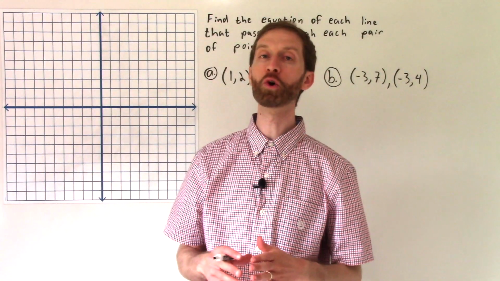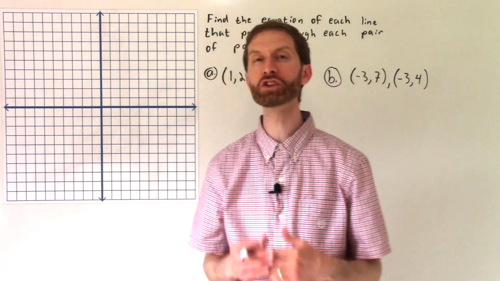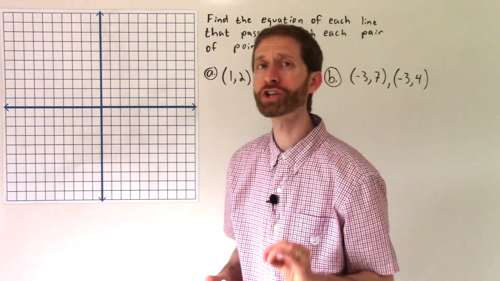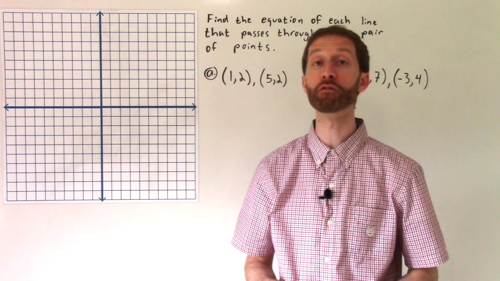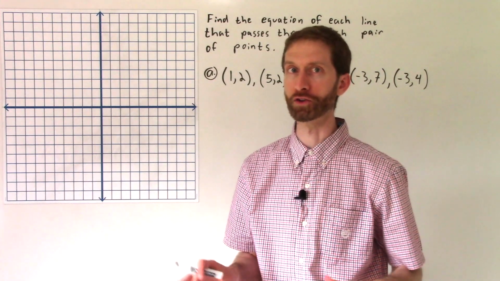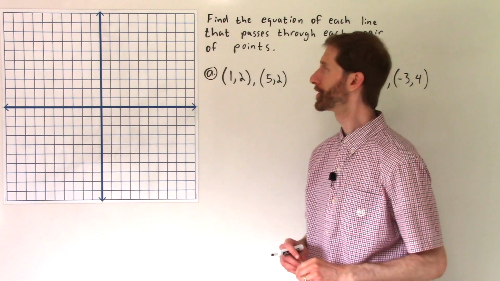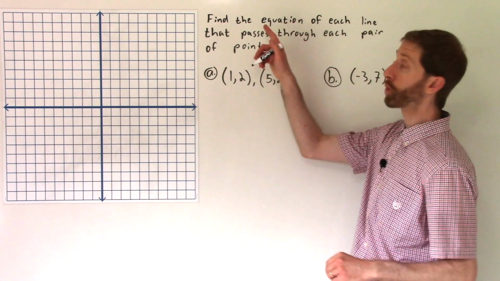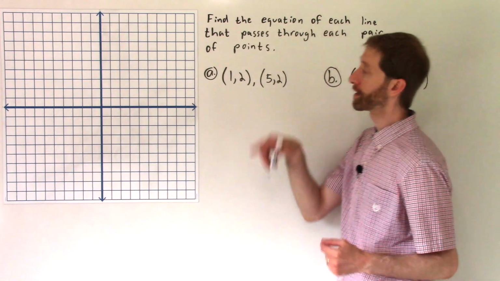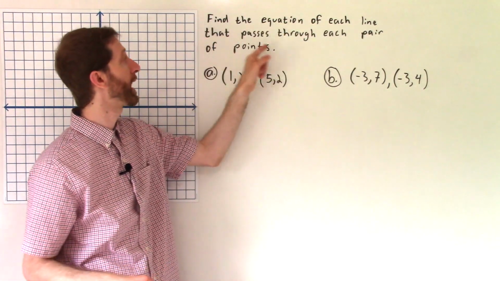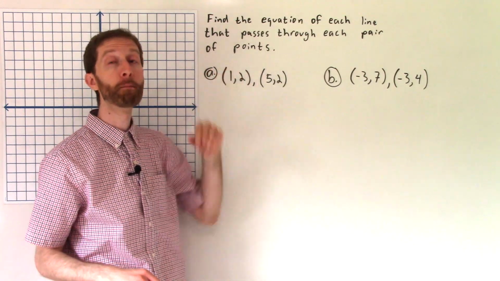In this video, we are going to find the equations of lines that pass through two given points, but it's a little challenging. It's not like the point slope form version of this if you've watched those videos before. And you'll see why in a second. Let's do it. So it says, find the equation of each line that passes through each pair of points.